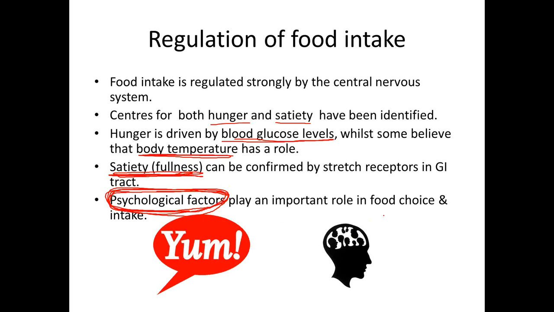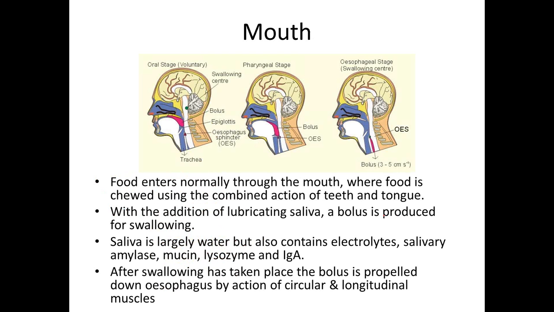Okay, so where does food go first of all? Food normally enters through the mouth and is chewed by using your teeth and your tongue. As we're chewing, we add more and more saliva to lubricate this and to aid in the disassembly of the food particles. In the mouth, with the addition of saliva, we produce what is called a bolus for swallowing.